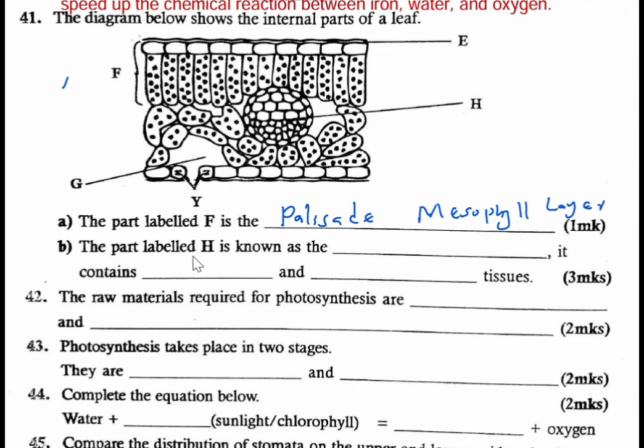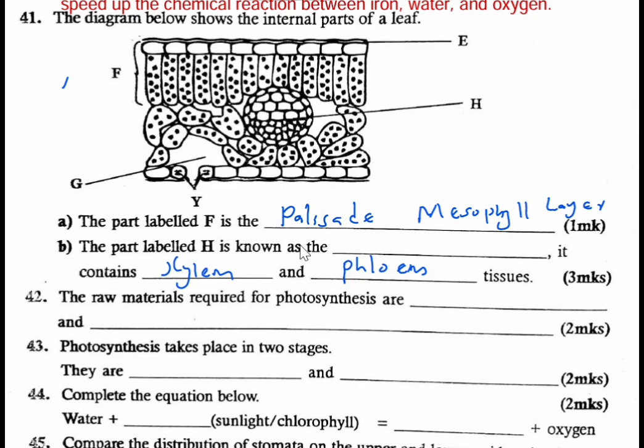Part B, the part labeled H is known as the dash. It contains dash and dash tissues. So you can see H is pointing here. You know what is inside. We have two tissues, the xylem and the phloem. So it contains the xylem tissue and the phloem tissues. So xylem basically transports water and mineral salts, while phloem on the other side transports food products.